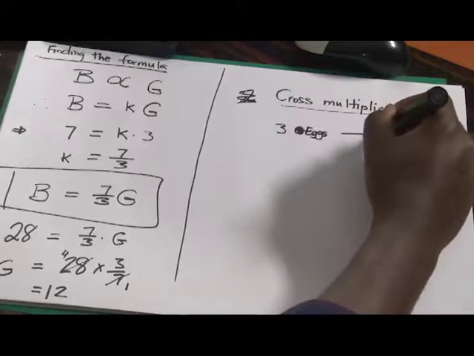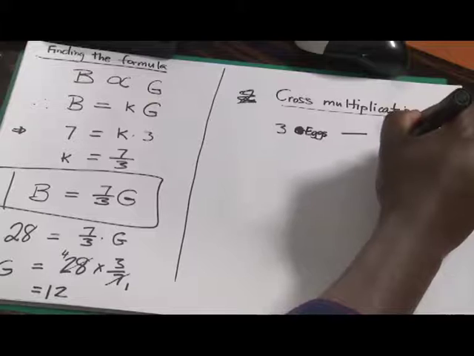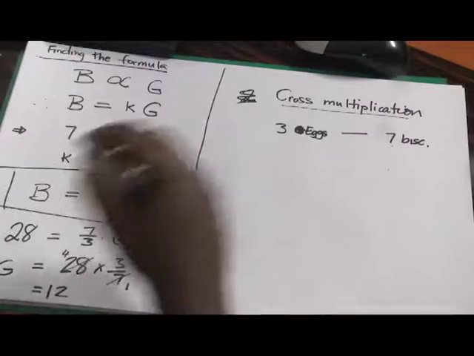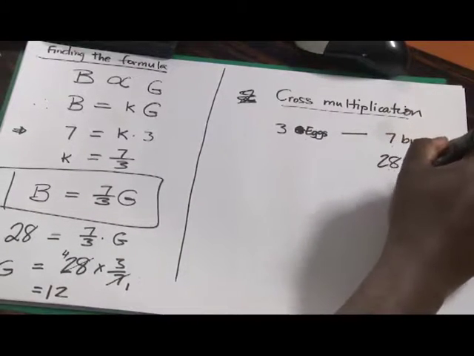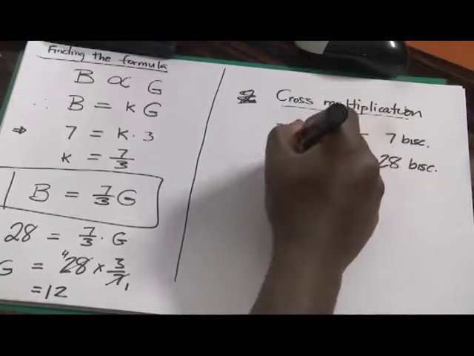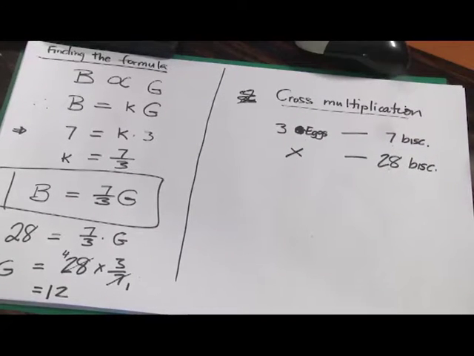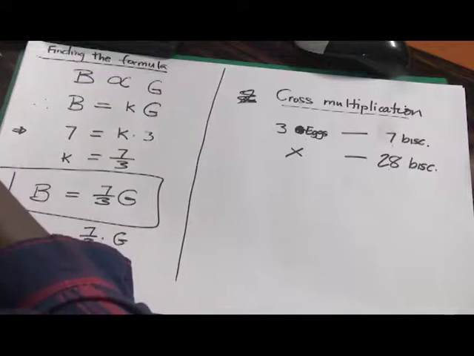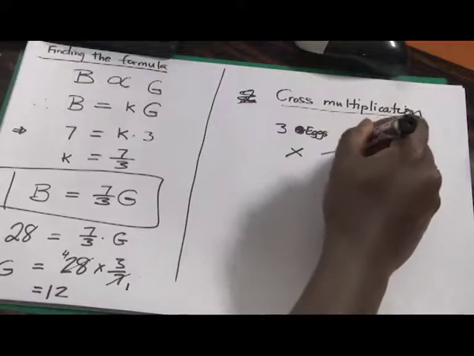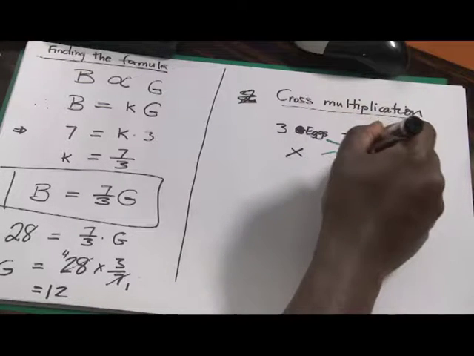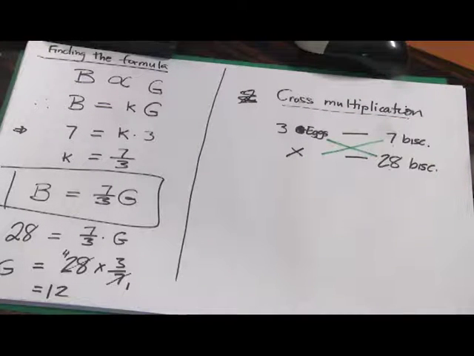What do we have? We have 7 biscuits. Now for 28 biscuits, what will be our X? X, we don't know that one. So in this case, what we do is just cross multiply.